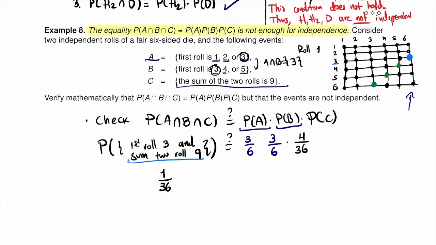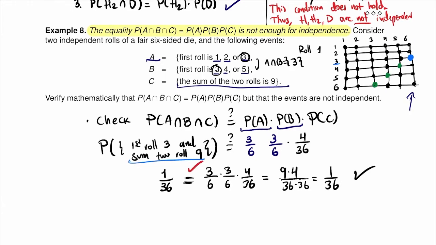And we need to check that this is equal to 3 over 6 times 3 over 6 times 4 over 36. This is going to be 9 times 4 over 36 times 36, which is equal to 1 over 36. So this equality holds for both sides.